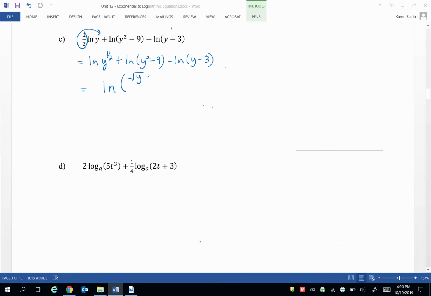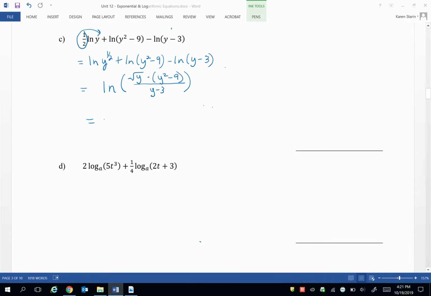So I'm going to put a little dot here so you know I'm multiplying. And then that argument becomes a factor in the numerator. And then we have subtraction, so ln of y minus 3, the argument y minus 3 becomes the factor in the denominator because ln of y minus 3 was subtracted. So now we have one single logarithm statement, ln of square root of y times the quantity y squared minus 9 divided by y minus 3.